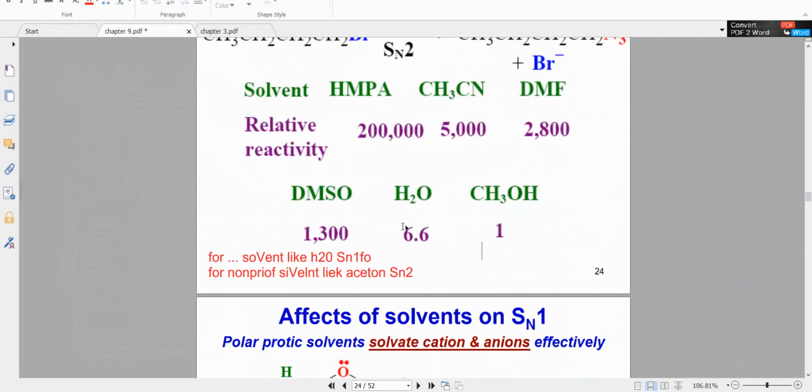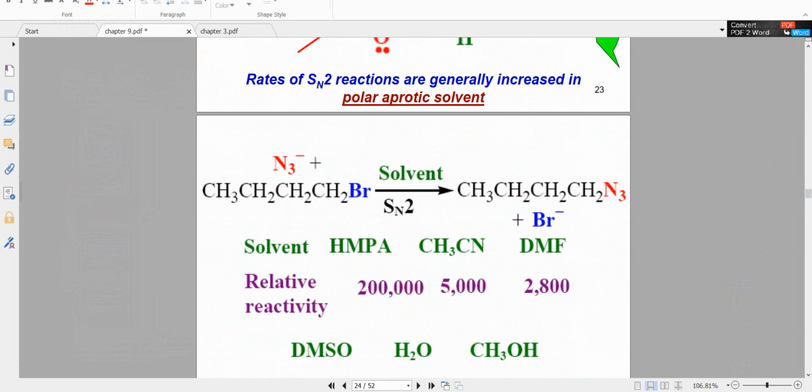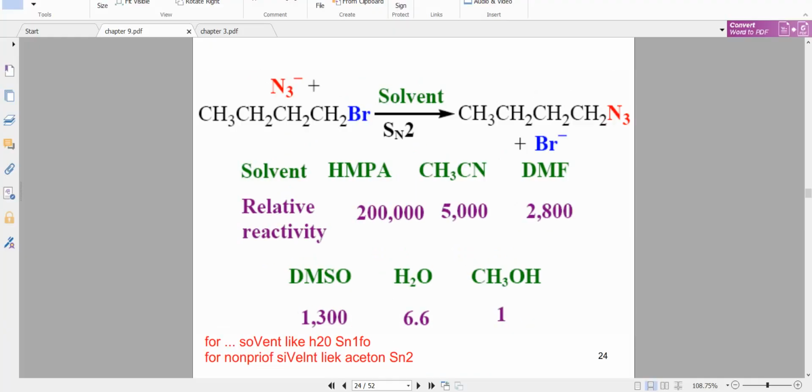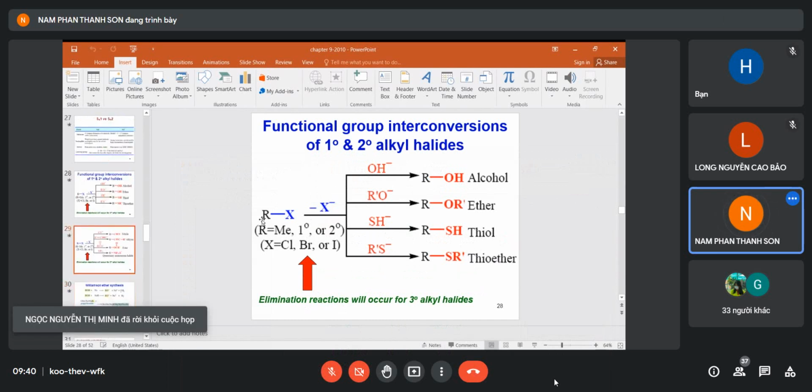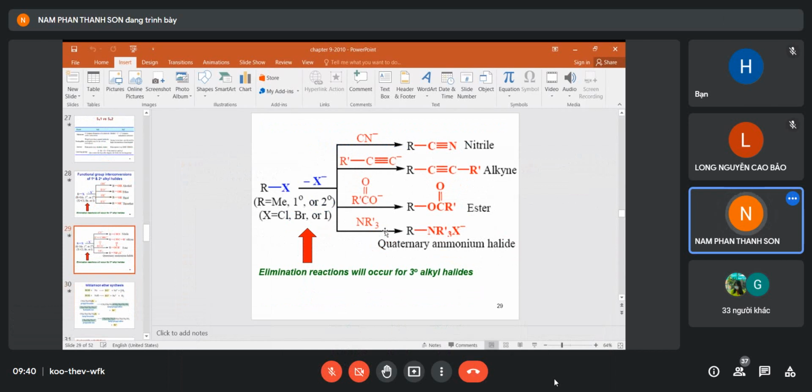So we have many examples of the nucleophilic substitution reaction. It's not just the hydroxide anion. Whatever negative species can attack the positive carbon, that means the carbon connected to the halogen, and we have a substitution reaction. We have many examples.